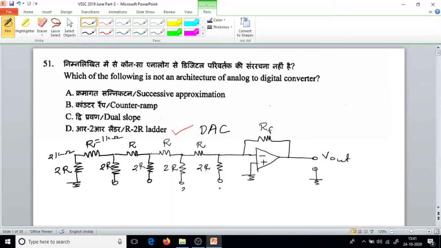If you look at this, this is the LSB. A, B, C, D. Depending on the inputs here, it could be 1, 0, 0, 0. So this is the R2R ladder network. Depending upon the inputs, these 4 bits, we'll be getting the analog output. So it is a DAC, a digital to analog converter. The remaining 3, successive approximation, counter ramp, dual slope, all these are analog to digital converters.